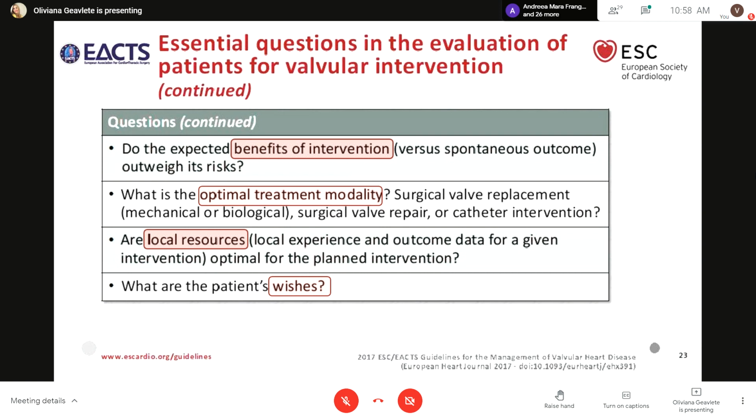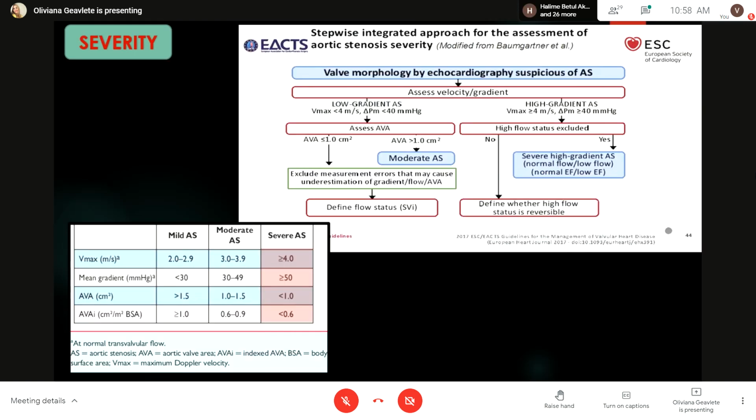Are local resources optimal for the planned intervention? And we have the possibility of doing both, surgery and interventional. And what are the patient's wishes is the last point, but it should be the first because it is very important, and he gets to choose the life he wants to live, or he can refuse the therapy. So the first step is to assess the severity of the disease.